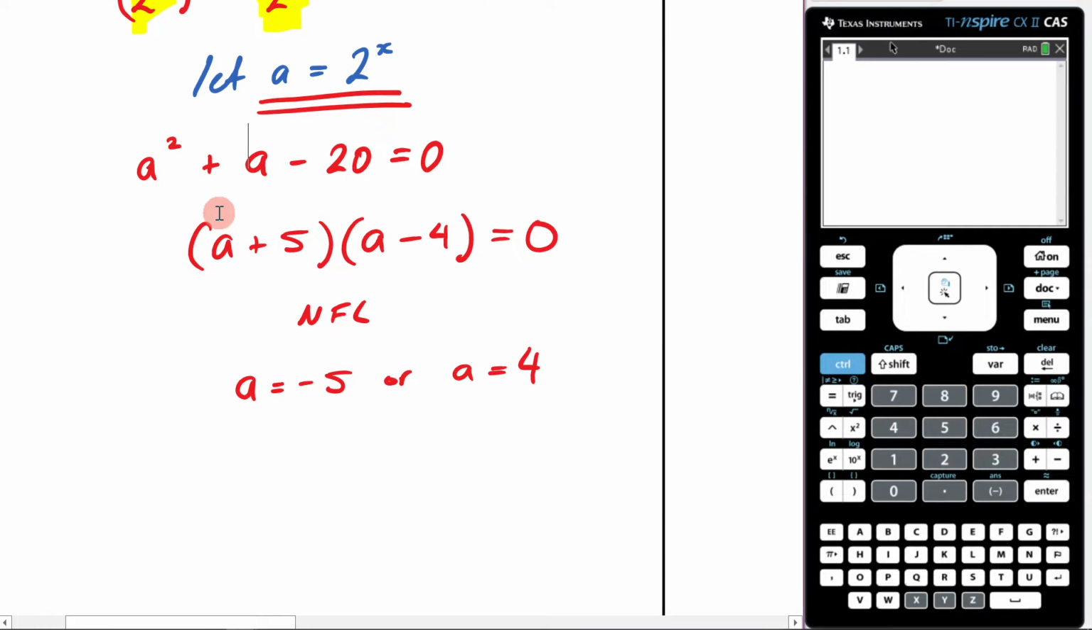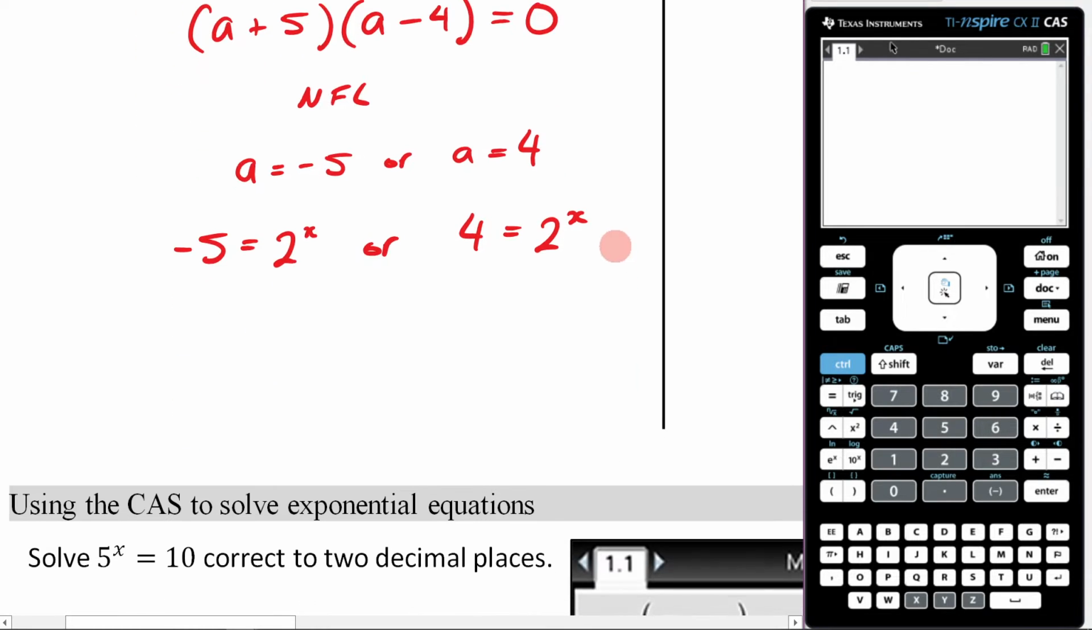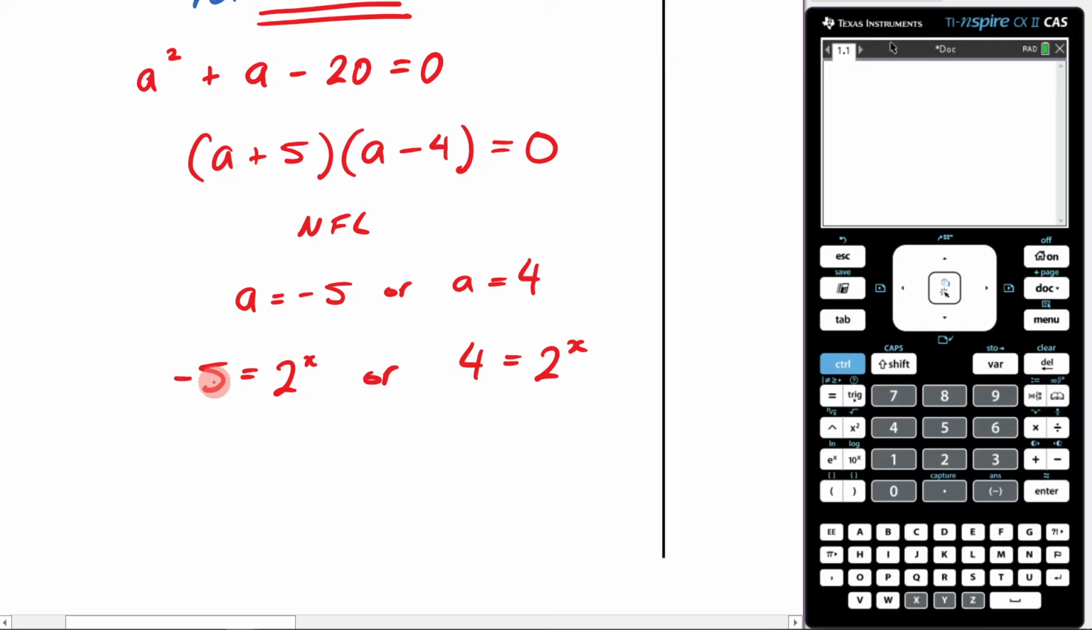Well, I just put this information back. So if a is equal to 2x, I can therefore say, well, negative 5 is equal to 2x, or a is equal to 4, so 4 is equal to 2x. All right, this is where you have to be a little bit discerning now. Is this possible? Negative 5 is equal to 2x. What would x have to be to get a negative number out? And hopefully you can see that that doesn't work at all. There's no solution to this part.